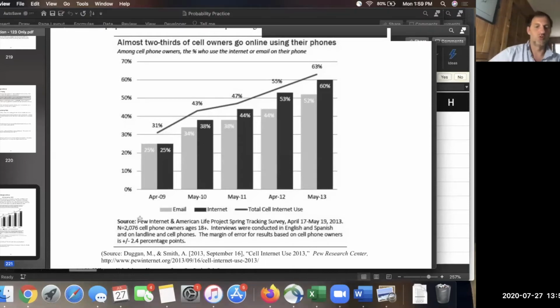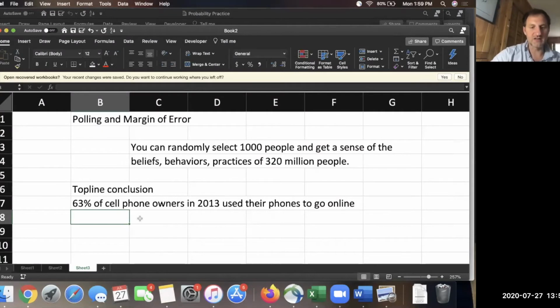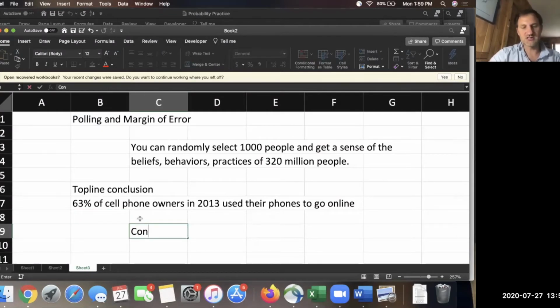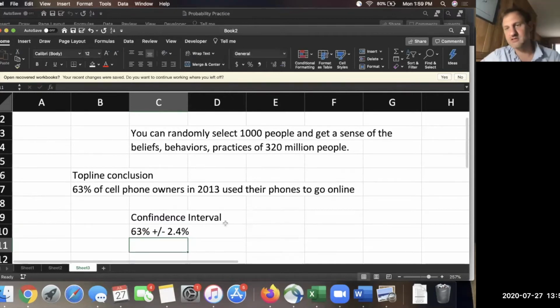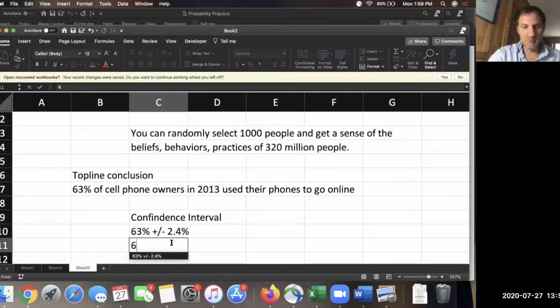And so the first thing we want to be able to do is identify the confidence interval. And that's just 63% plus or minus 2.4%. So your job, and this is really the only math that's going to happen in this section, is just adding and subtracting 2.4%. What we really mean is that we think the answer is somewhere between 60.6% and 65.4%. Okay, you understand where those numbers came from?